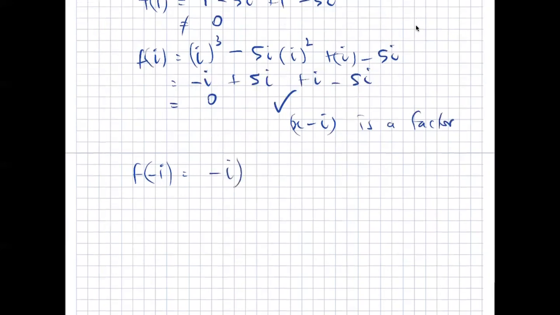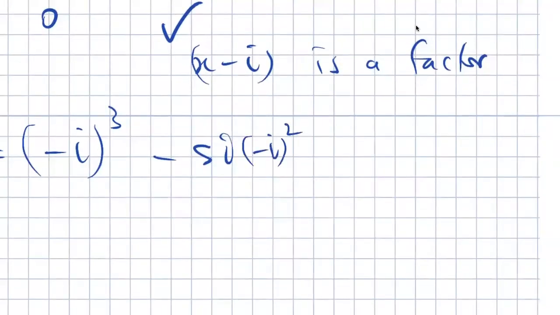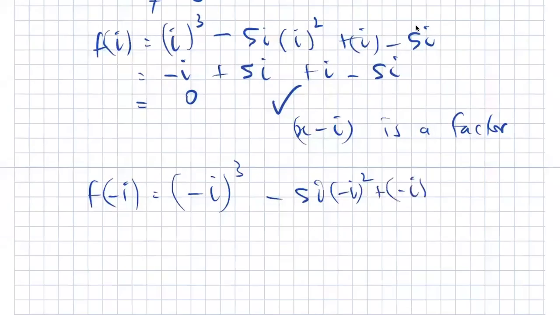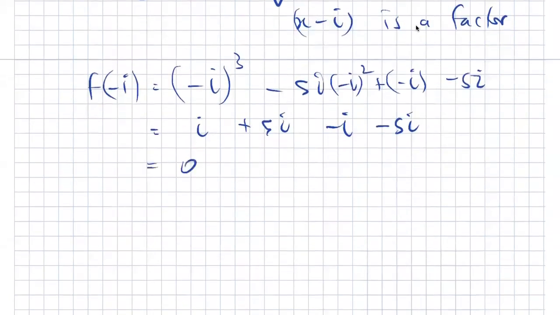So -i cubed minus 5i, -i squared, plus -i minus 5i. So substitute that in. Well, that gives me i, because -1 cubed is -1, i cubed is -i, gives me i. That still gives me plus 5i. That's minus i, and that carries through. And look at that, the whole thing cancels out again, so that's 0. So the next factor that we have got here is minus i, and therefore x plus i is a factor.